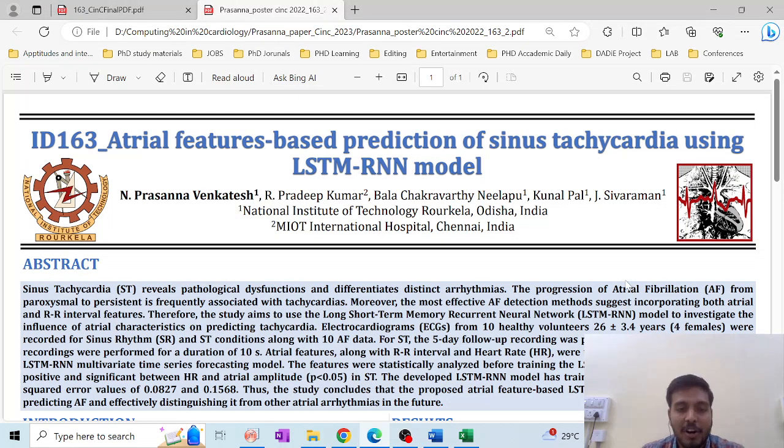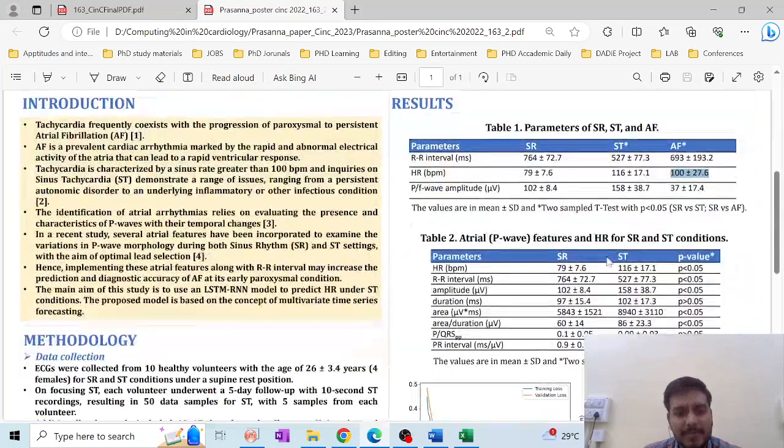The main motivation or background for this study is the occurrence of tachycardia in atrial fibrillation. Moreover, atrial remodeling happens in any type of atrial arrhythmia, mainly atrial fibrillation. So we started getting insights from atrial features and heart rate to predict tachycardia conditions.